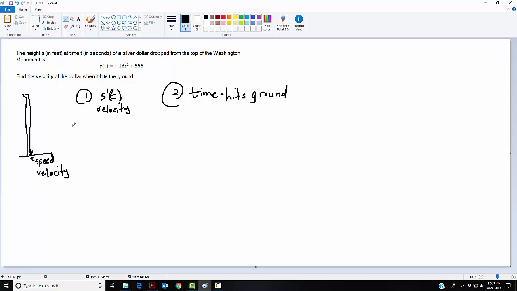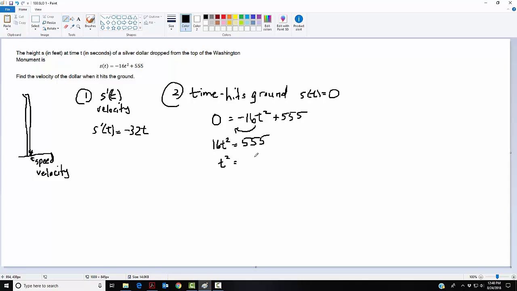just combine these two. So first thing, S prime, that is negative 16 times the derivative of t squared, which is 2t, so that's negative 32t. And when it hits the ground, S of t is 0. So we can say 0 is negative 16 t squared plus 555. I'm going to bring this over, and it's going to change signs. Divide both sides by 16.